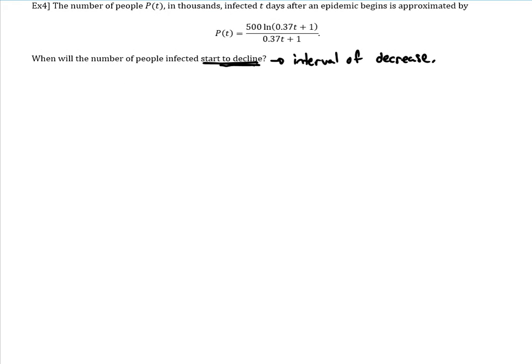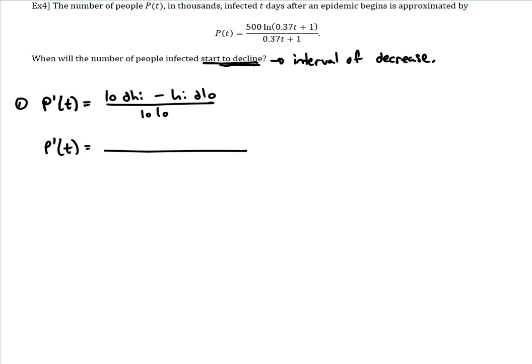And now it's really just back to the same steps that we've been doing. Step one, I need the derivative, so P prime of t. Well, this is a quotient, so let's set it up as low d high minus high d low all over low squared. And then we can start to plug it in.